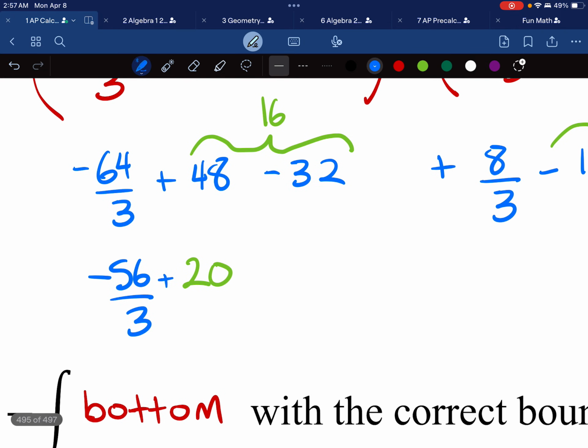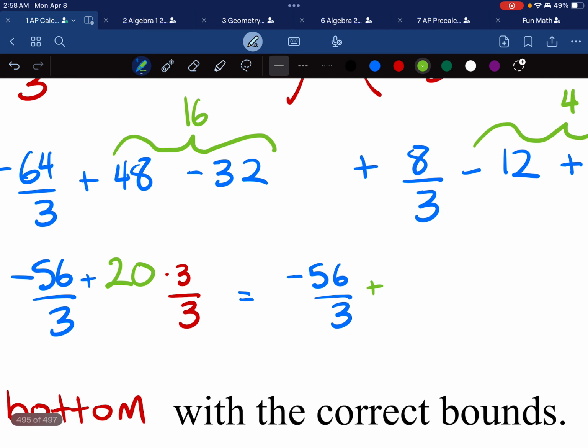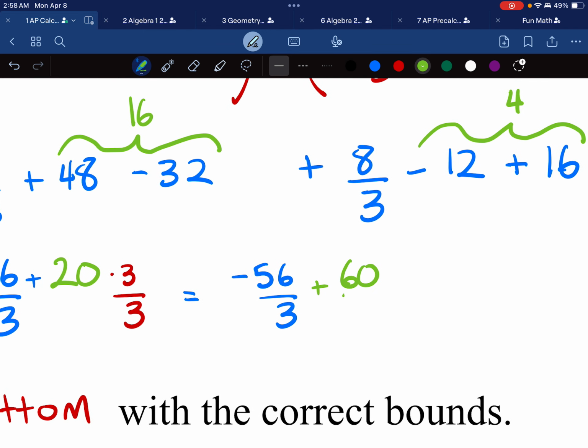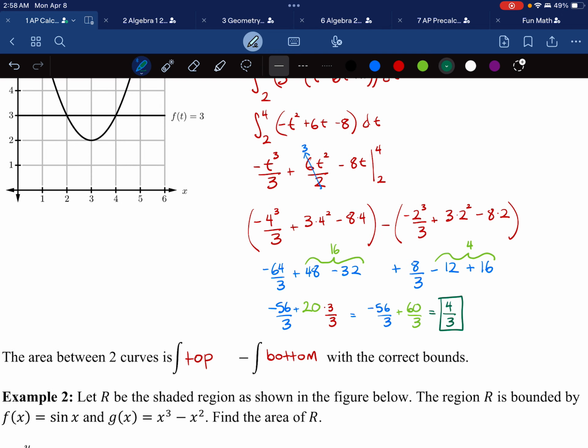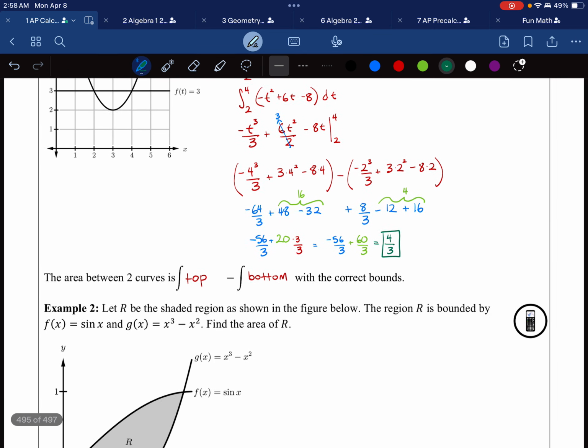I just need to get the 20 into like denominators. So let's go ahead and multiply that by 3/3. So the new problem is a negative, I'll do equal sign. This is negative 56/3 plus 20 times 3 is 60, so it's 60/3. And the final answer here is 60 minus 56 is 4, so 4/3 for my final answer. All right, yeah, a bit of work, but it can be done.